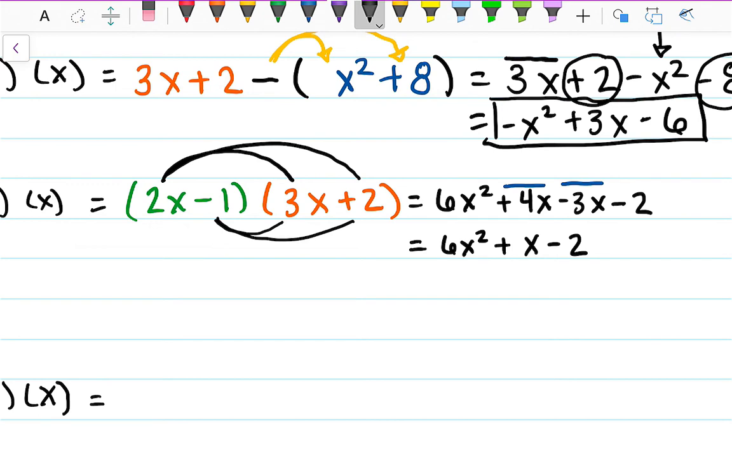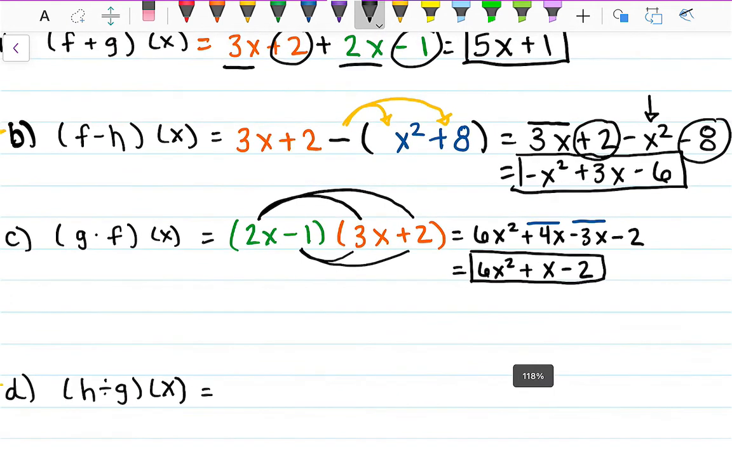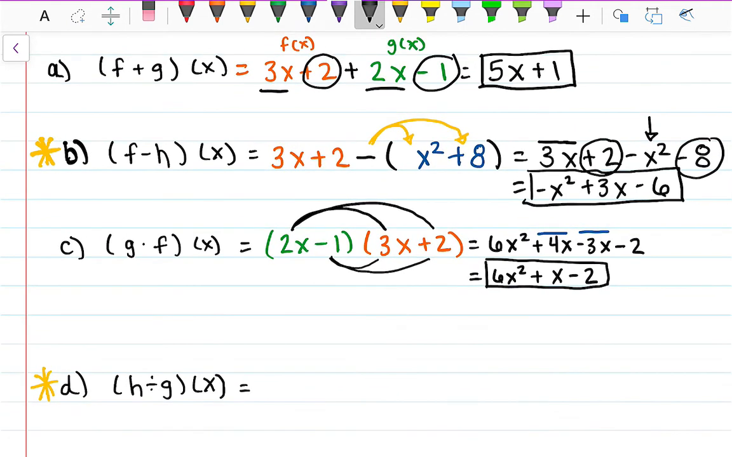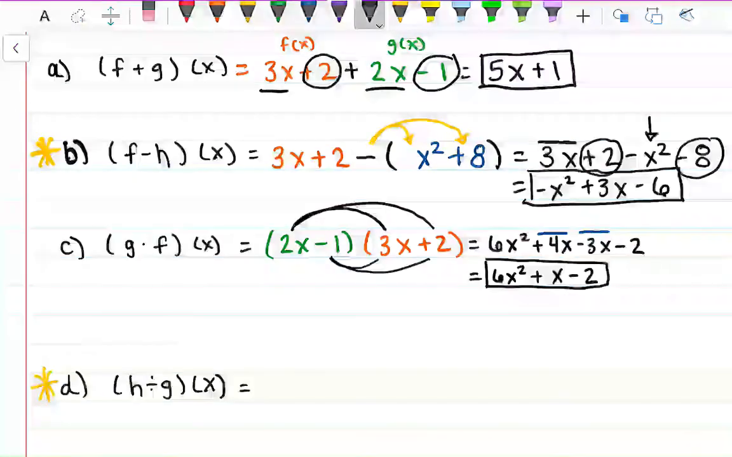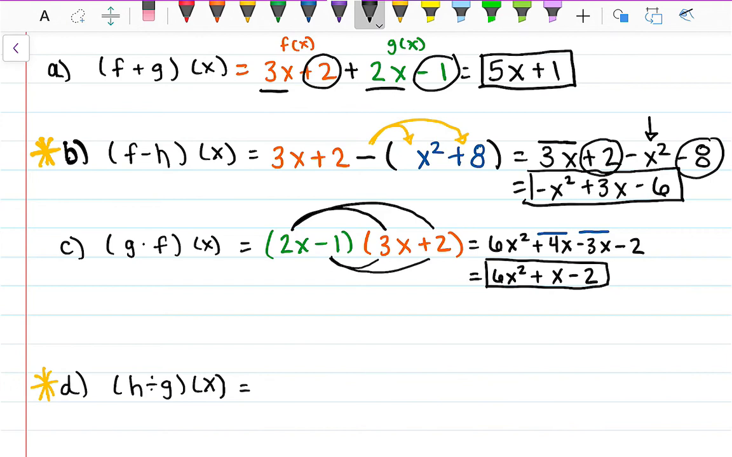Okay, so can I combine anything else? Nope. I already combined everything. So this is my answer when I multiply. Okay, my last one is division. So that's kind of another tricky one.